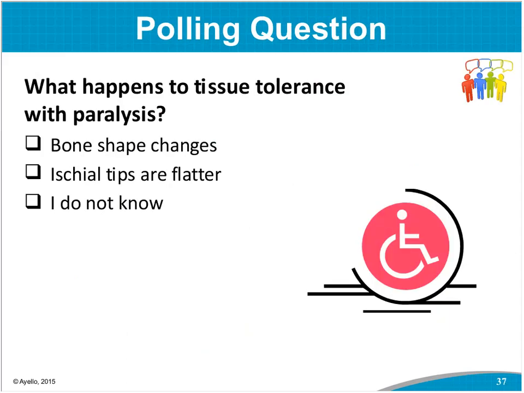Here's another question that I would like you to answer. What happens to tissue tolerance? Because remember, these are those intrinsic factors when somebody is paralyzed. Does the bone shape change? Do the ischial tips get flatter? Or do you not know? So if you would please sign in. I only gave you 3 choices on this one.